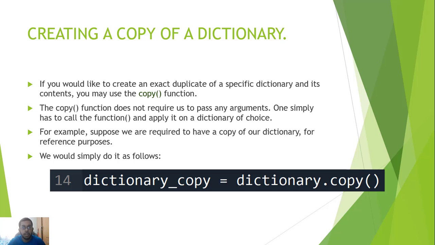Creating a copy of a dictionary. If you would like to create an exact duplicate of a specific dictionary and its contents, you may use the copy function. The copy function does not require us to pass any arguments. One simply has to call the function and apply it on a dictionary of choice. For example, suppose we are required to have a copy of our dictionary for reference purposes. We would simply do it as follows. Dictionary copy is equal to dictionary.copy.